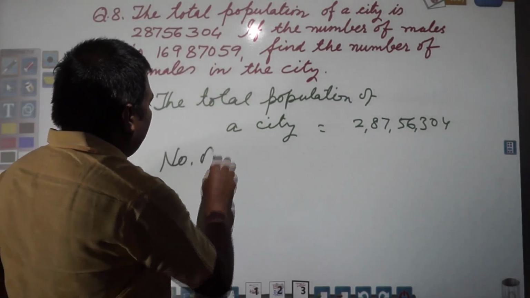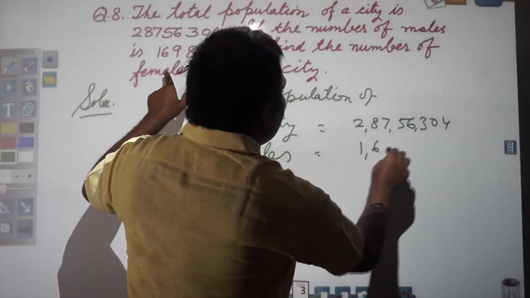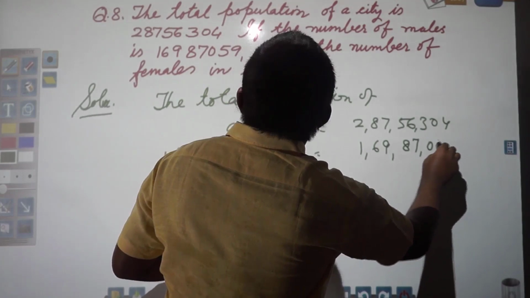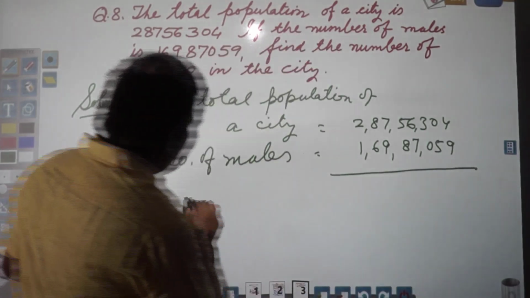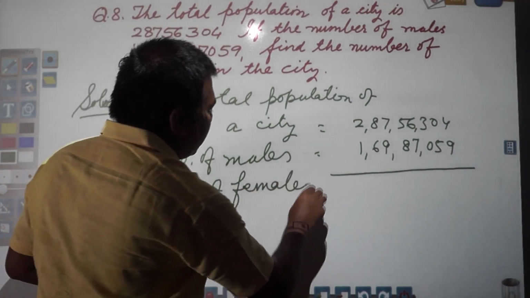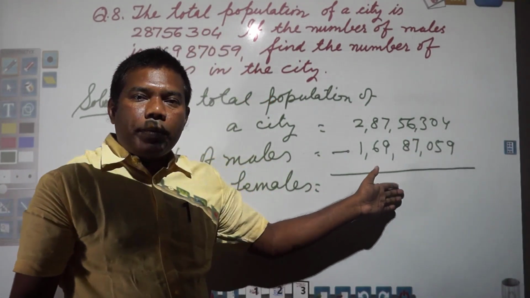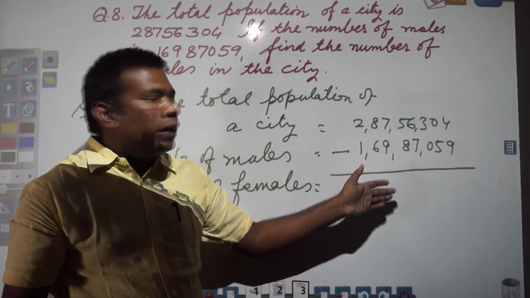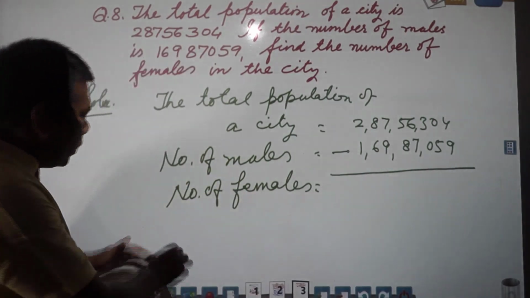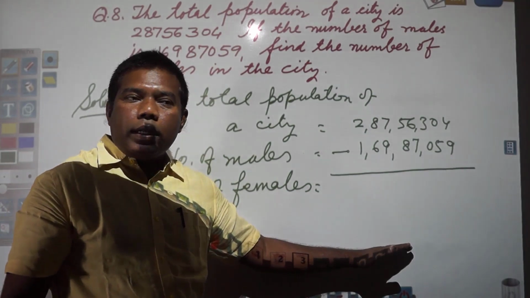Number of males is equal to 1,69,87,059. So you need to find out the number of females. So you need to subtract the number. Just subtract 14 minus 9. It is better you subtract yourself. It is very easy. I think you should be able to subtract this number. So you subtract and you get the answer. And then you will write, hence the number of females in the city is this much. Here you will write the answer.